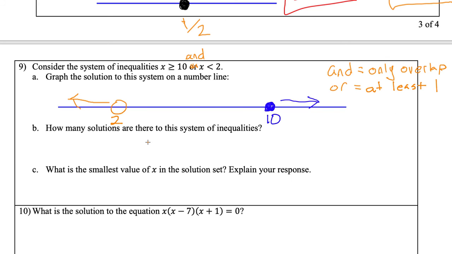All right. How many solutions are there to this system of inequalities? There is a lot. There's an infinite number of answers. Technically 0 is an answer. Technically, negative 10 is an answer. Technically, negative 100 is an answer. Negative 1,000 is an answer. Negative 2,000, negative 2,000.00987 is an answer. There are an infinite number of answers.